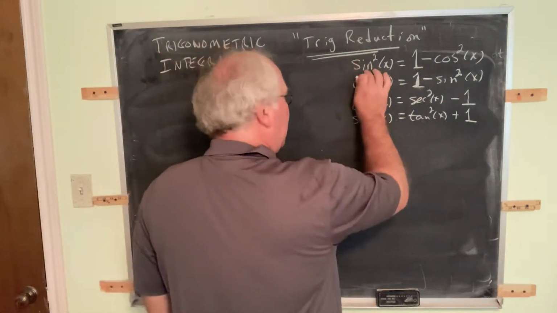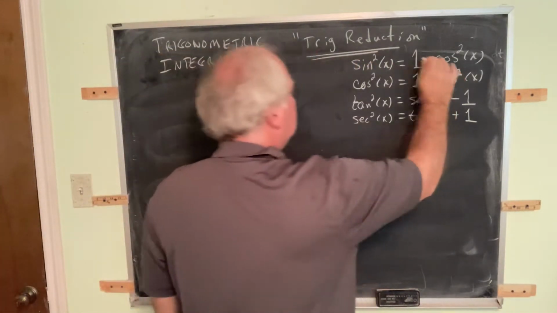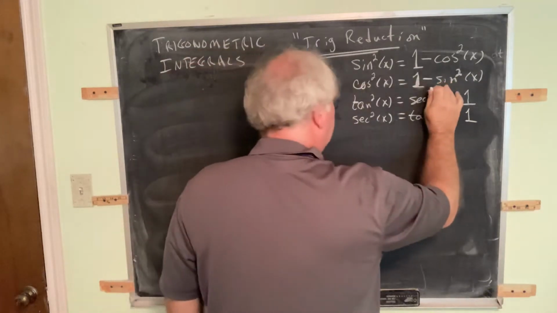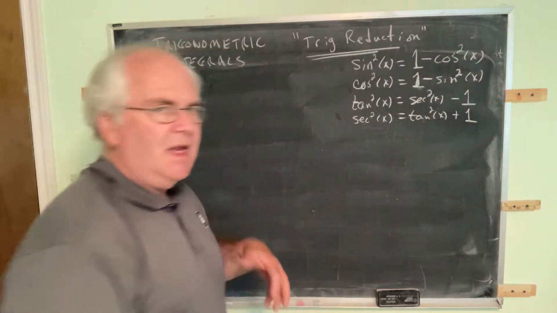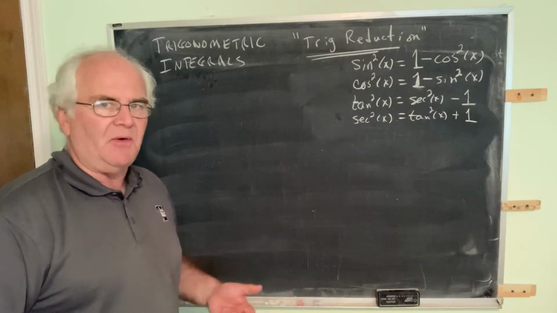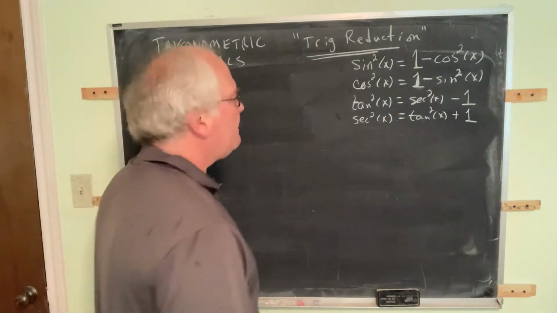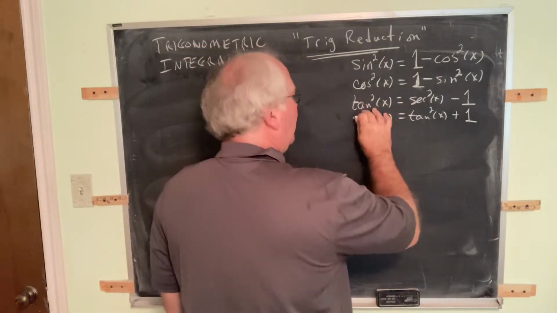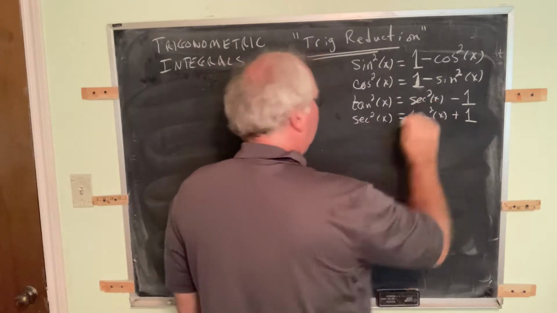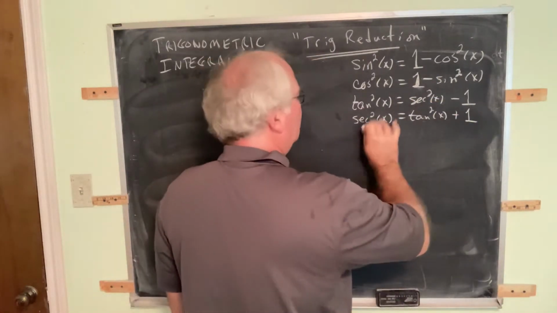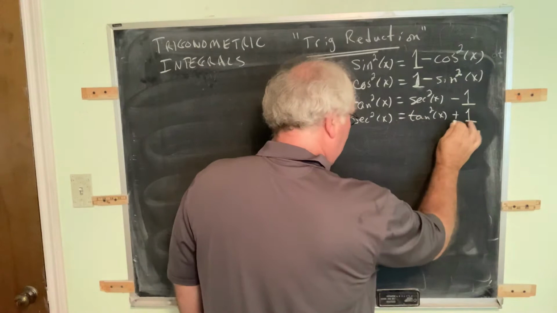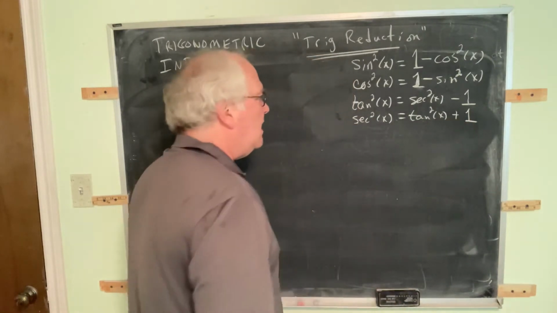So remember that sine squared is equal to 1 minus cosine squared. Cosine squared is 1 minus sine squared. Each of these four is a variation on the basic Pythagorean identity from trigonometry. Tangent squared can be expressed as secant squared minus 1, and then secant squared can be expressed as tangent squared plus 1. You've got to be careful with that.